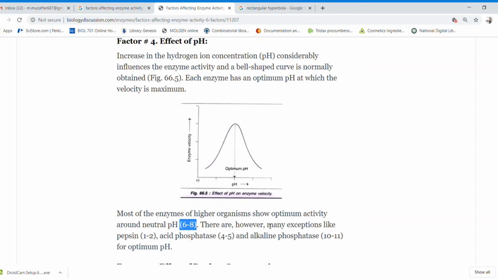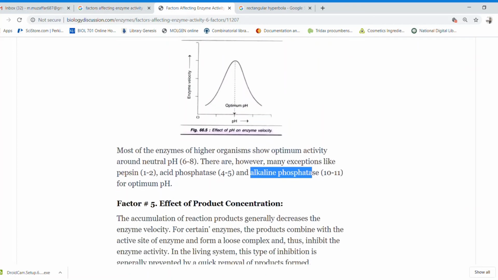However, there are certain exceptions like pepsin, which is a digestive enzyme which is active at 1.1 to 2 pH, and acid phosphatase, which is active at 4 to 5 pH, and alkaline phosphatase active at 10 to 11 pH. All these are digestive enzymes which help in digestion.